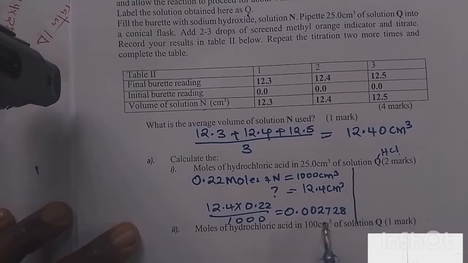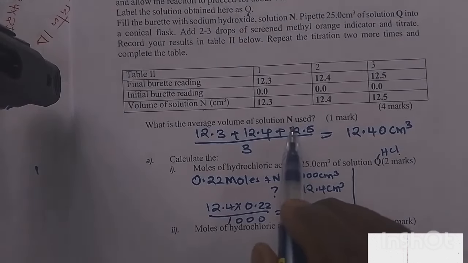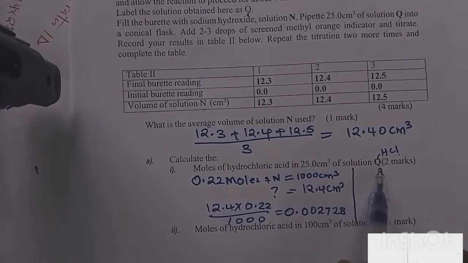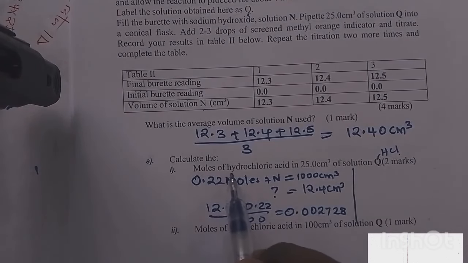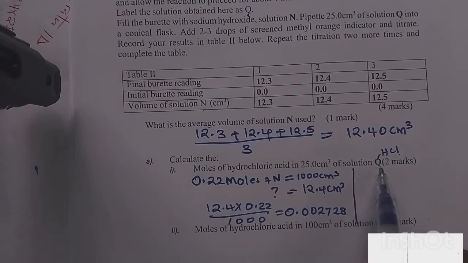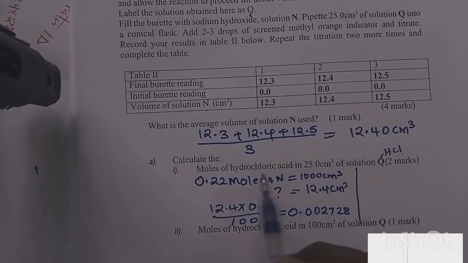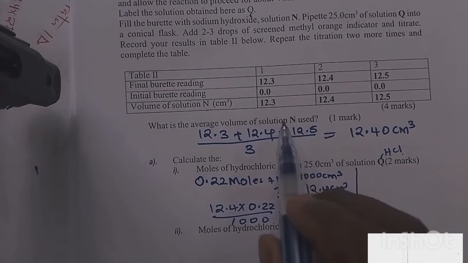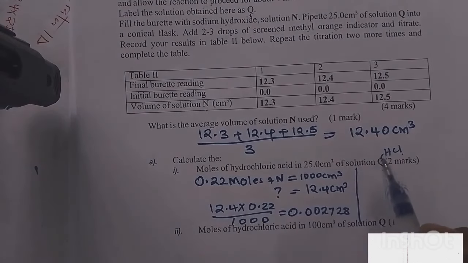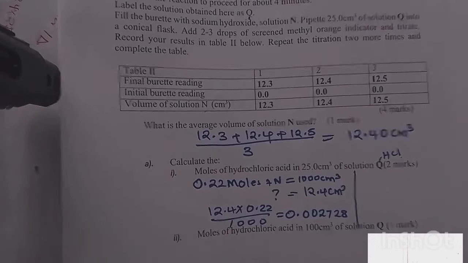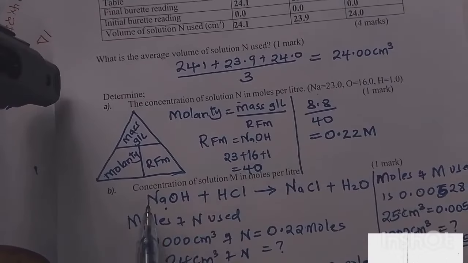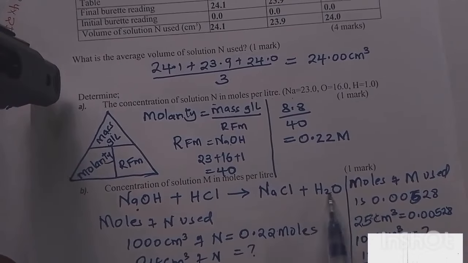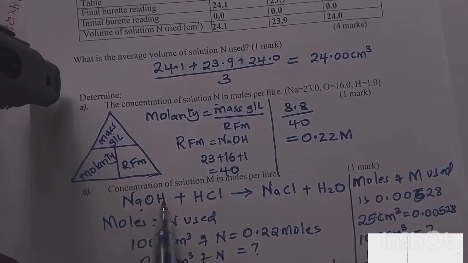So this is the number of moles of solution N that reacted with Q. But the question is asking us to calculate the number of moles of Q. What is the relation between Q and N? This is sodium hydroxide and this is HCl. They will react using the same equation as we saw here. The equation remains the same because it does not change. This is the equation, meaning the mole ratio is 1 to 1.